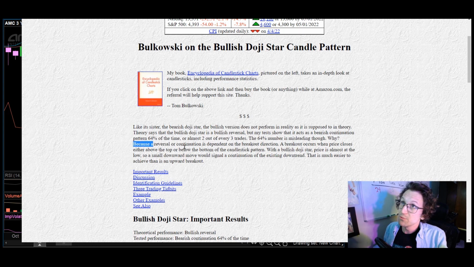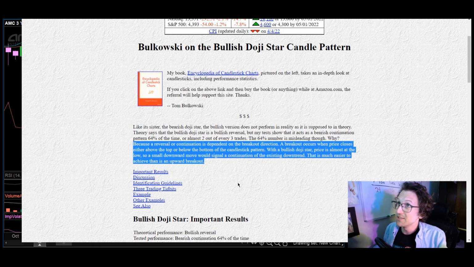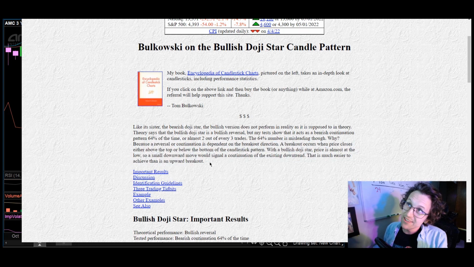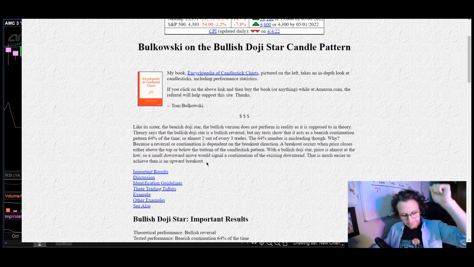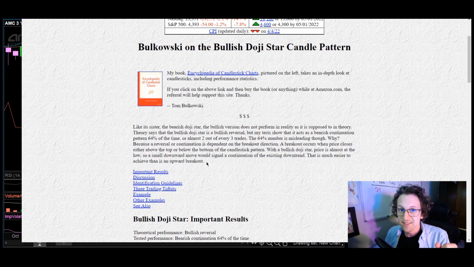Why? Because reversal or continuation is dependent on the breakout direction. A breakout occurs when price closes either above the top or below the bottom of the candlestick pattern. With a bullish Doji Star, price is almost at the low. So a small downward move would signal a continuation of the existing downtrend. That is much easier to achieve than is an upward breakout. And that's true. And that has to do with a lot of the volume.